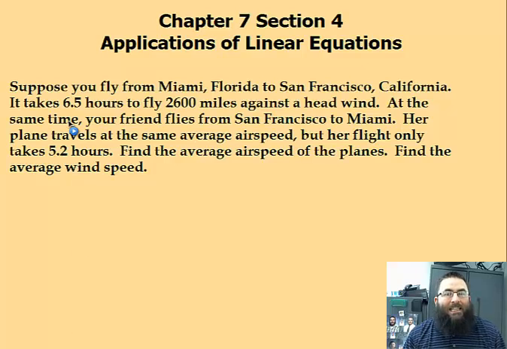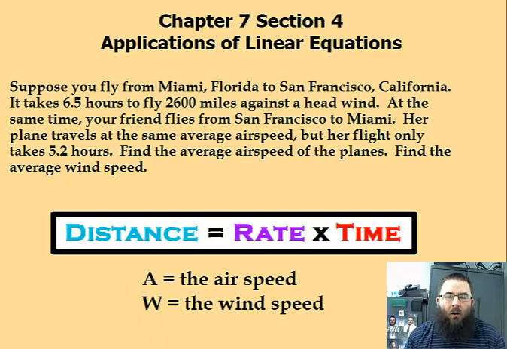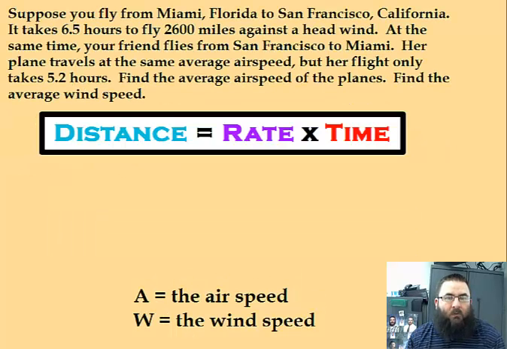All right. Now, to get to the root of this problem, well, we're going to have to visit an old friend that you know as distance equals rate times time. The variables that we're going to use in this problem are as follows. A is going to equal the airspeed, and W is going to equal the wind speed. Now, as we set up the equations for this, you're going to have to remember, or maybe think back to what it's like to run into the wind and run with the wind at your back. One of those is easier than the other.